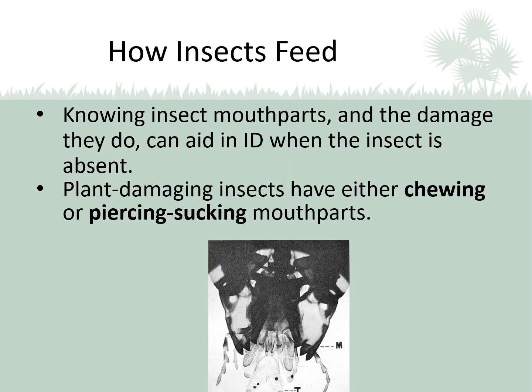So how do insects feed? If we know something about insect mouthparts and the damage they can do, this can aid in identification when the insect that is doing the damage is not present. Plant damaging insects have either chewing or piercing sucking mouthparts. These would be mouthparts in here.